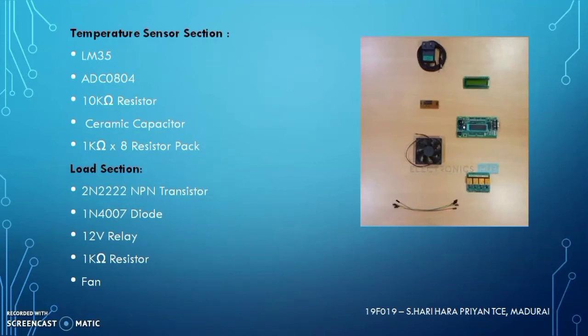And a temperature sensor. LM35 is a temperature sensor, and as we told, the ADC is an 8-bit microprocessor analog to digital converter, and we need a ceramic capacitor, a resistor pack, and one 10 kilo ohm resistor. And in the load section, we need an NPN transistor, a diode, a relay, and an exhaust fan, as we can see in this picture.